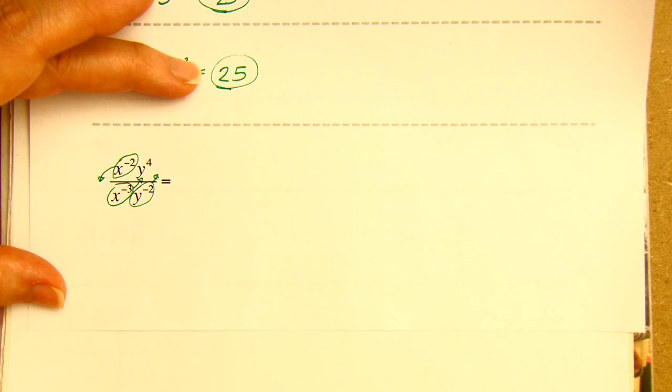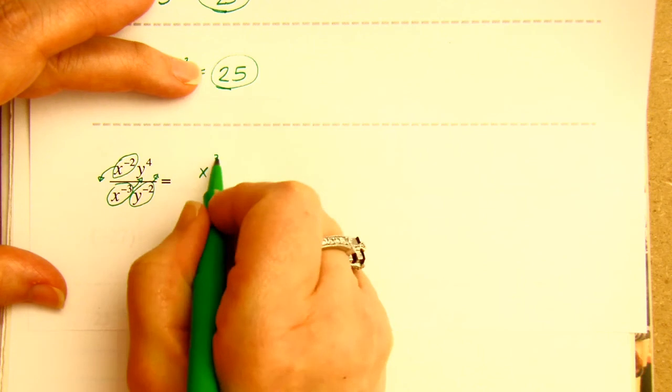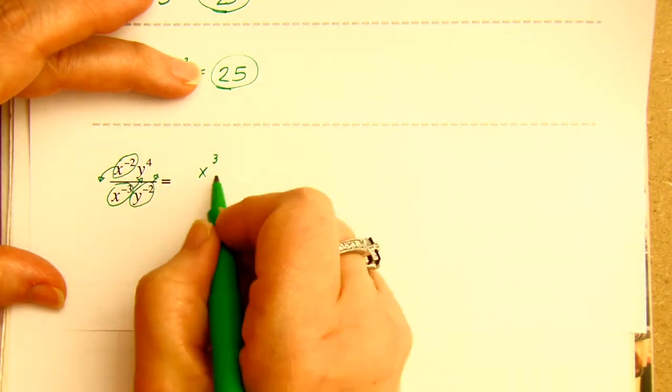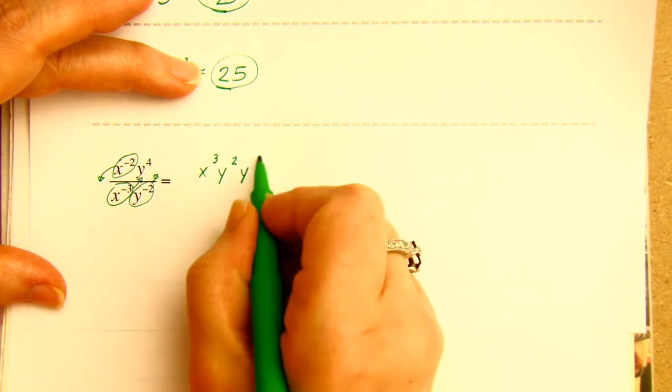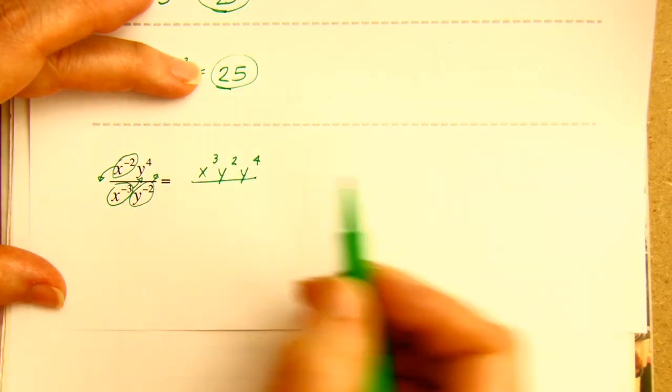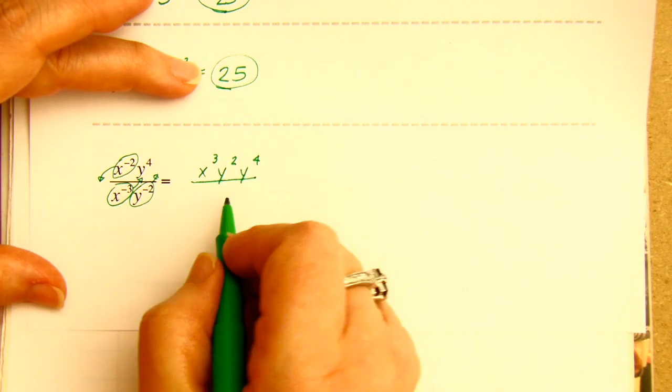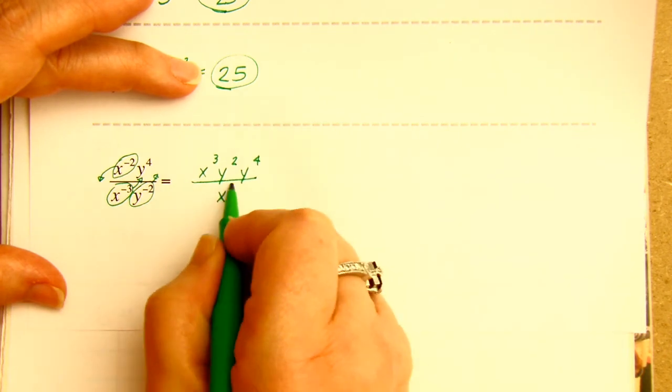So what's getting moved up? X to the negative 3 will become x cubed. Y to the negative 2 becomes y squared. And don't forget, we still had this y to the 4th. That didn't move, so it's got to stay up there. And the only thing coming down is x to the negative 2, which becomes x squared.